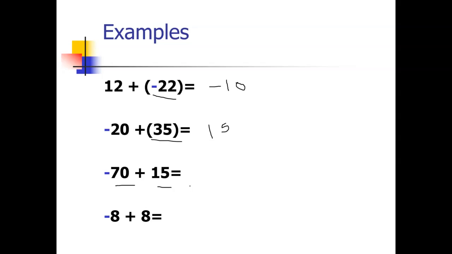Negative 70 and 15. 70 is bigger in terms of absolute value. The final answer will stay negative. The difference of 70 and 15 should be 55. Negative 8 and 8. They're exactly the same. So when you add, you're just going to get 0. Anytime two numbers are exactly the same with the opposite sign, they add up to 0.